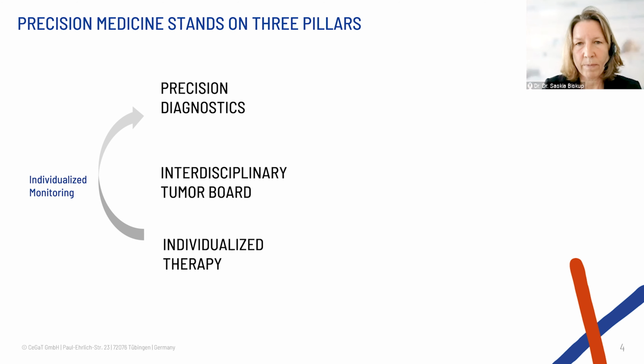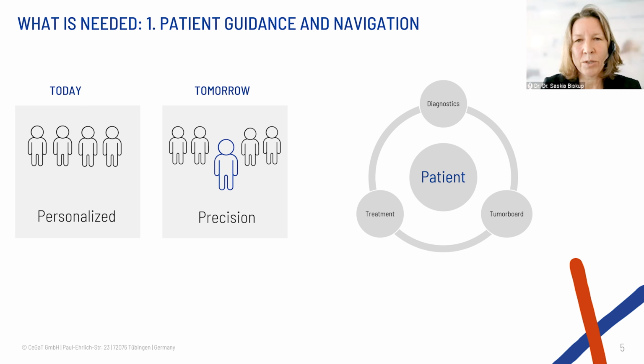So when I try to explain what we need in our patient care, I think it becomes increasingly important to have a part where we guide and navigate the patient. So we have to explain the diagnostics to the patient. We have to get the informed consent. Then we are having the tumor board meetings. The patient wants to know when the tumor board meeting is taking place. We have to explain the results. We have to explain the treatment that we would like to implement. So this is a circle around the patient, and we should never forget that.